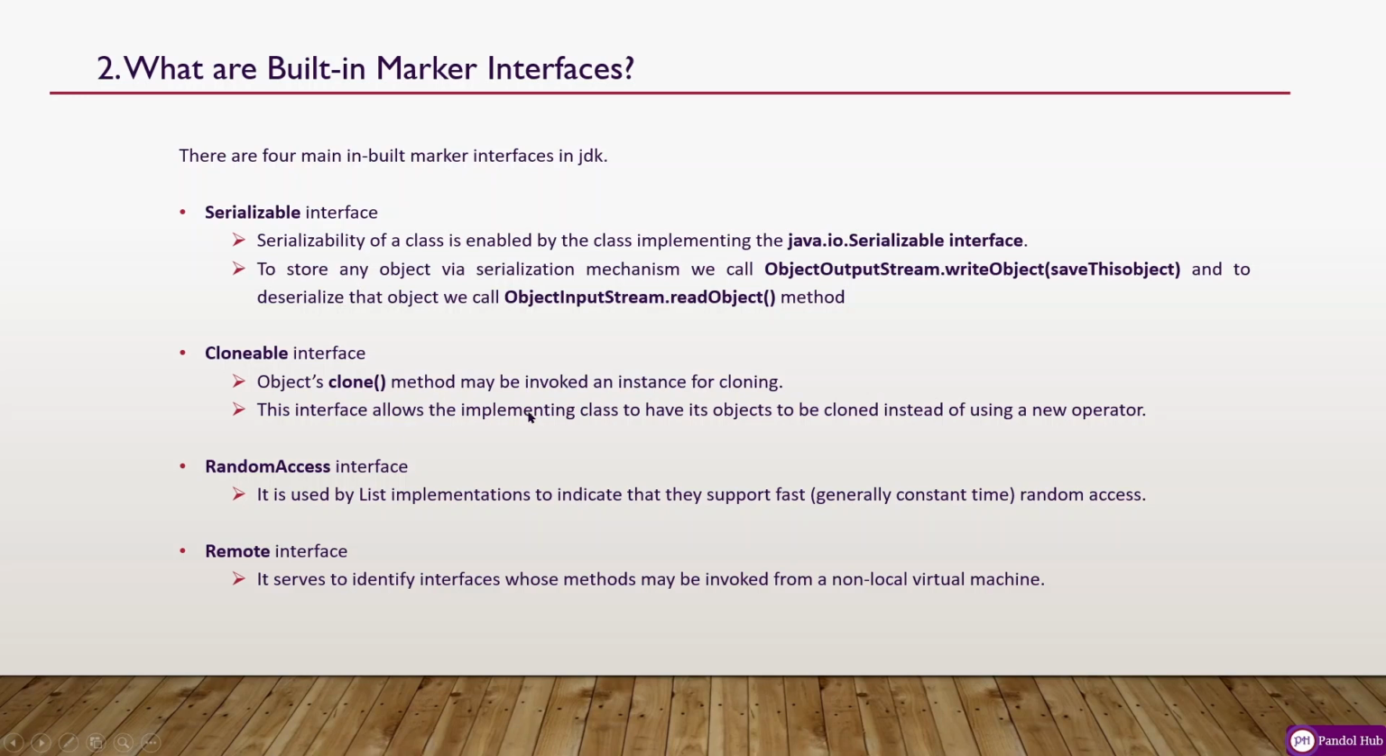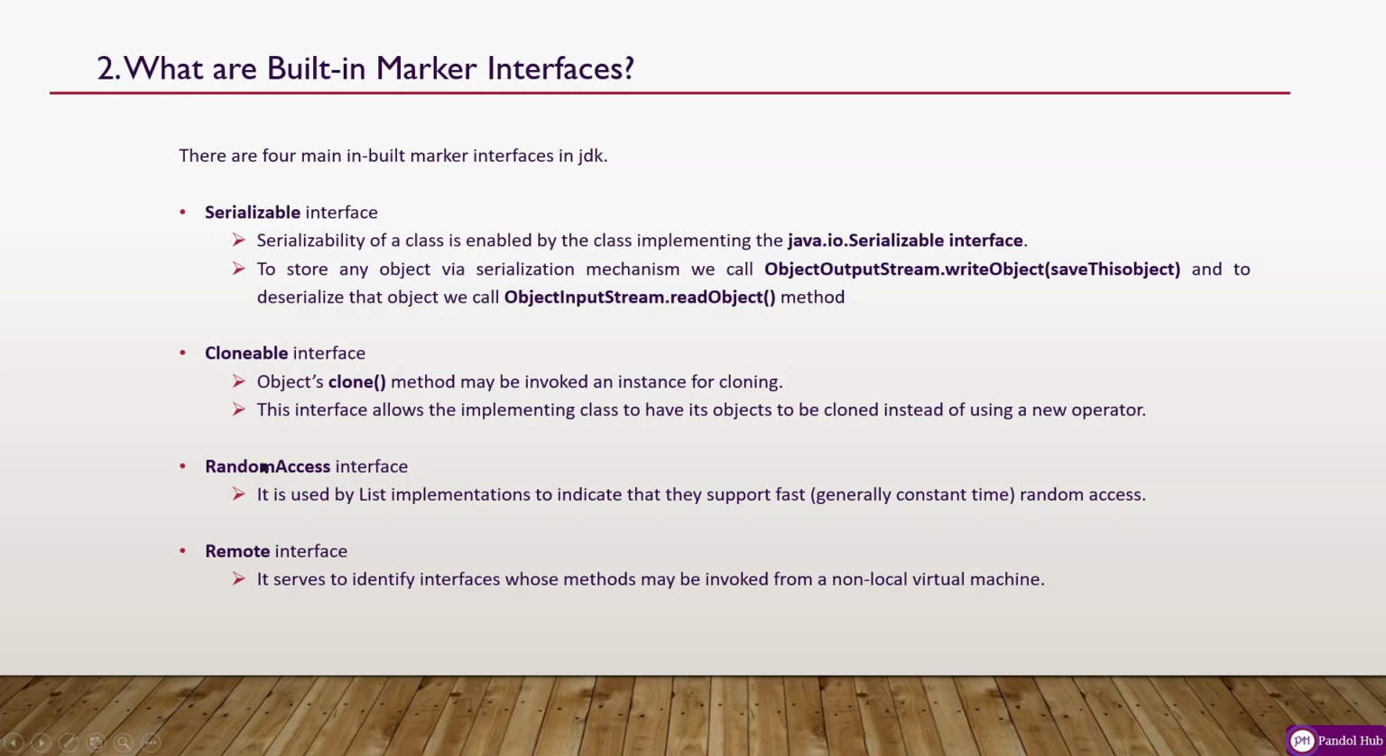This interface allows the implementing class to have its objects cloned instead of using the new operator. So the benefit of this Cloneable interface is that instead of using the new operator and creating a new object for the class, if you want similar objects to be created, you can clone the existing objects and create copies of them instead of using the new operator for creating an object. So the next is the RandomAccess interface. It is used by List implementations to indicate that they support fast, generally constant time, random access.